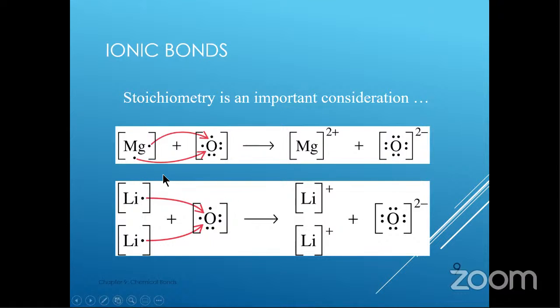Before we look at a pictorial representation of that, I want to show you 2 other examples of ionic compounds being formed. In the formation of magnesium oxide, which is the first example, the magnesium atom will give up 2 electrons to the oxygen to form the magnesium ion and the oxide ion. And in the lithium oxide formation, you have 2 lithium atoms, each giving up an electron to the oxygen atom, and you end up with lithium oxide ions being formed.